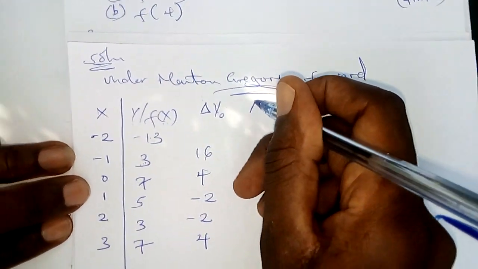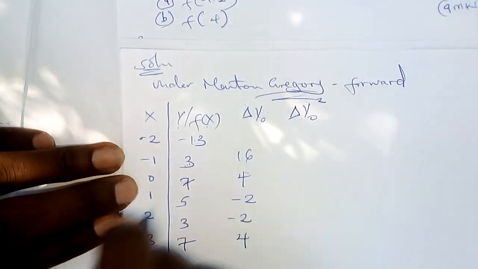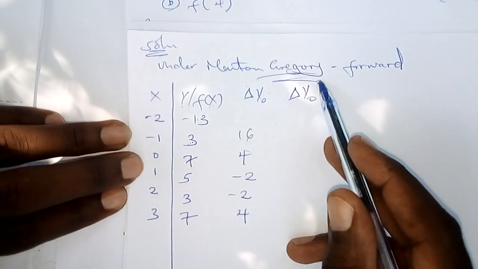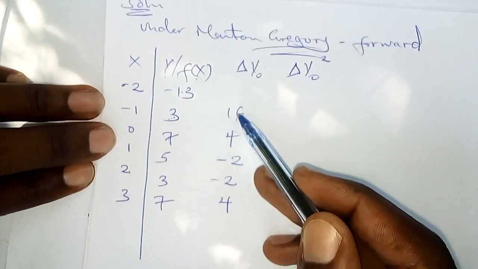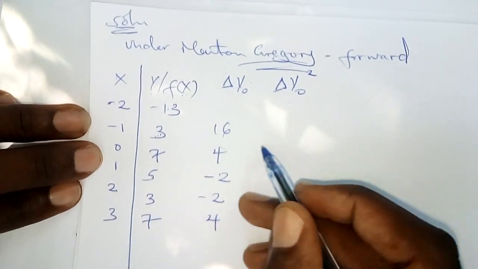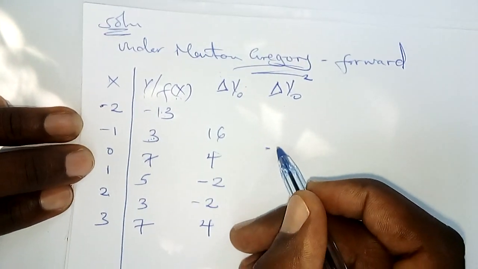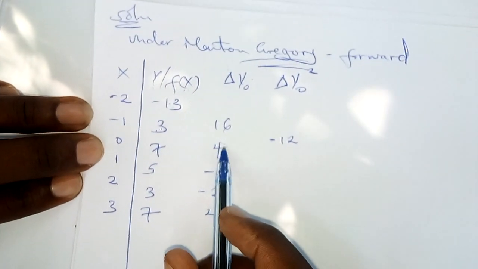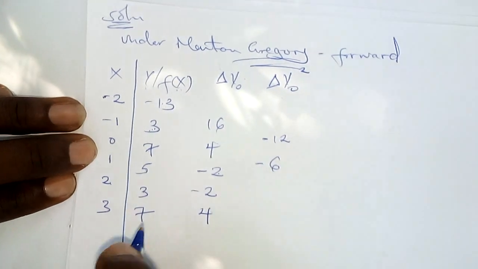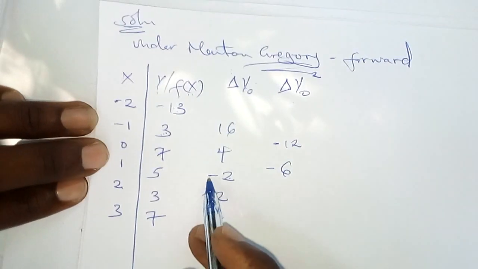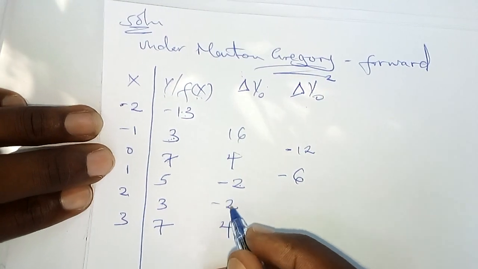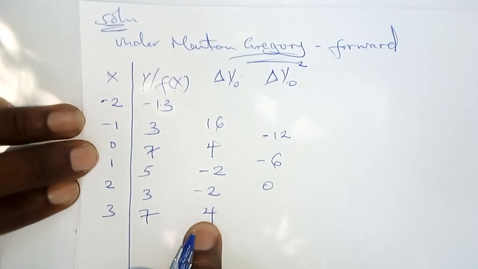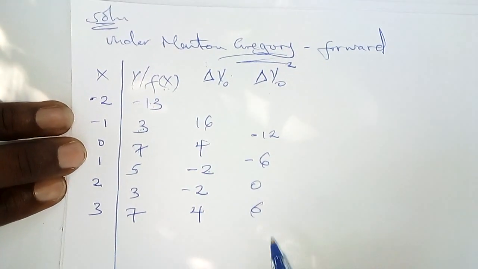Then we move to change in y naught squared. It will be 4 minus 16, which is -12. Again here, -2 minus 4 is -6. Then -2 minus -2 is the same as -2 plus 2, which is 0. And lastly, 4 minus -2, which is 6.